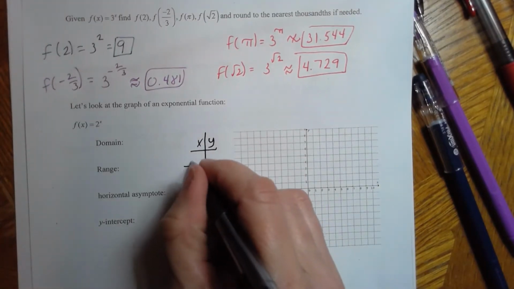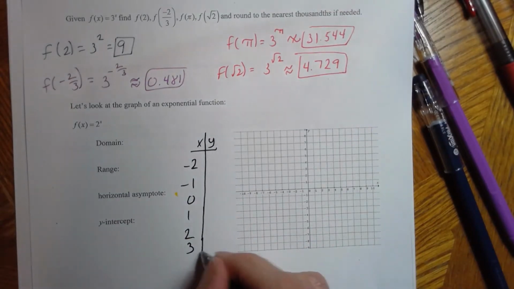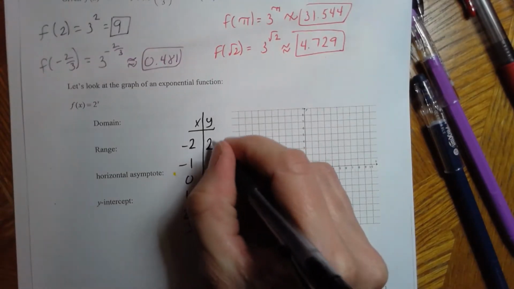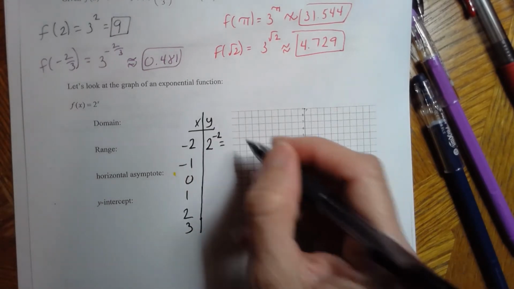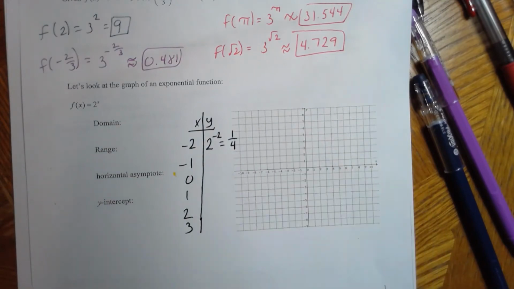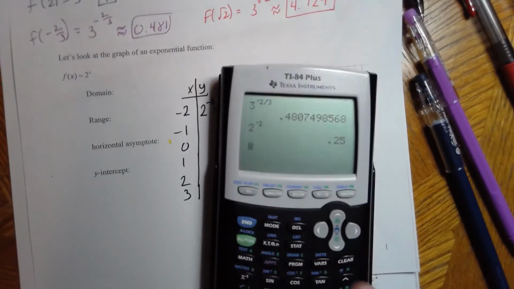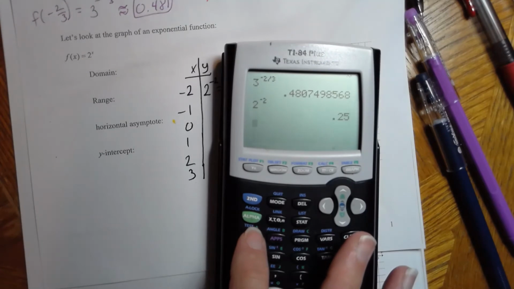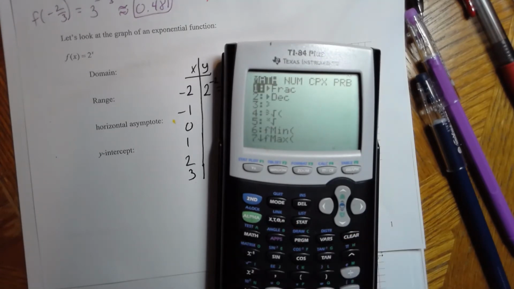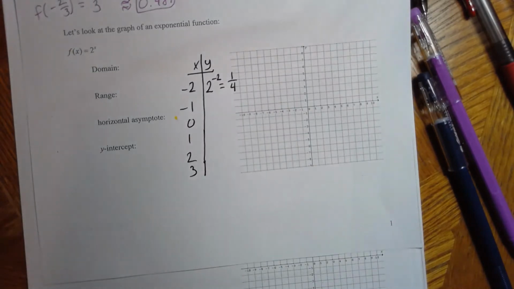So let's plug in negative 2, negative 1, 0, 1, 2, and let's just go on to 3. If I plug in a negative 2 for x, I get 2 to the negative 2, which is 1 over 2 squared, so I get 1 over 4. If you want to plug that into your calculator, you can do so. And when you say 2 to the negative 2, you're going to get a 0.25. This handy dandy math key is really going to be important. Hit your math key, that'll say fraction, hit fraction, enter, enter, and it'll change it back into the 1/4. So 2 to the negative 2 is just 1/4.